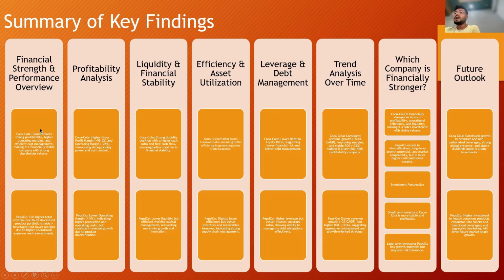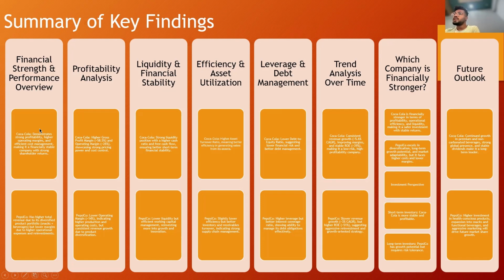Second, profitability analysis. For Coca-Cola, higher gross profit margin at 58.5% and operating margin at 26%, showcasing strong pricing power and cost control. For PepsiCo, lower operating margin at 14%, indicating higher production and operating costs, but consistent revenue growth due to product diversification.